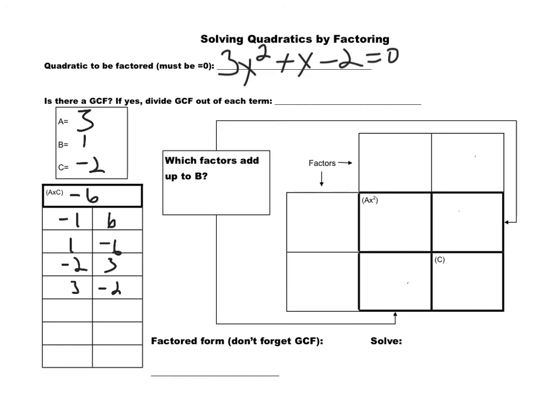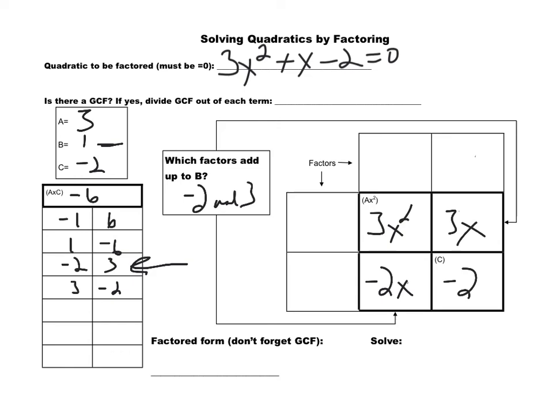So which one of these add to give me positive 1? See, B is positive 1. So which pair adds to give me positive 1? I hope you see it's this one. So I'm going to write in, let me write here, negative 2 and 3. So then I'm going to write my ax squared, so 3x squared. I'm going to write in my negative 2. Then it doesn't matter where you write in the negative 2x and the positive 3x.